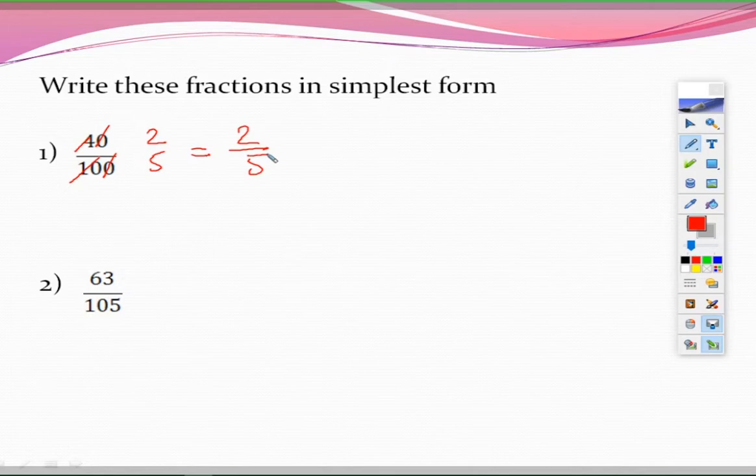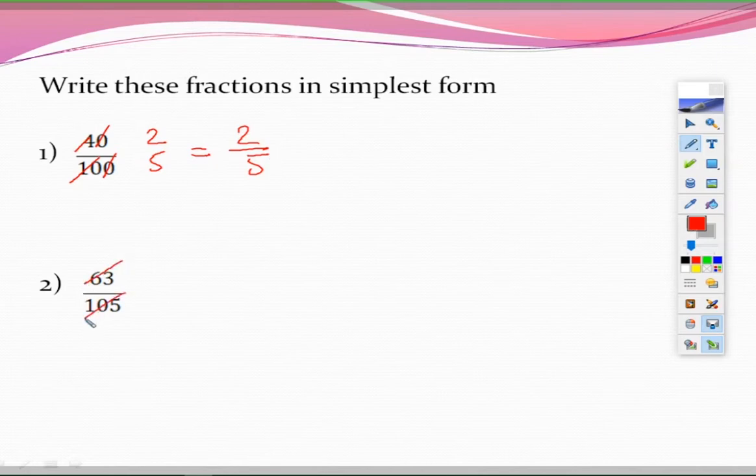Next, 63 by 105. You can see, children, in this sum both are odd numbers. So it will not go by 2. Let's check by 3. Now you can use your divisibility rule here. 6 plus 3, 9. 1 plus 0 plus 5, 6. It means both are multiples of 3. It will go by 3.